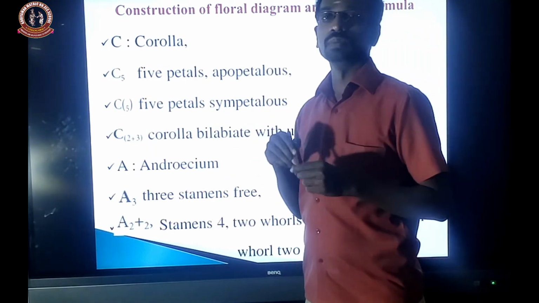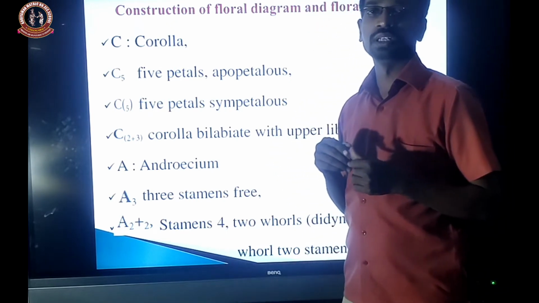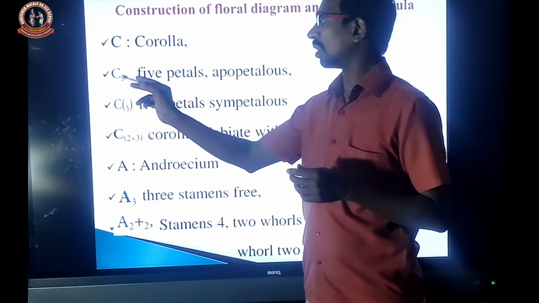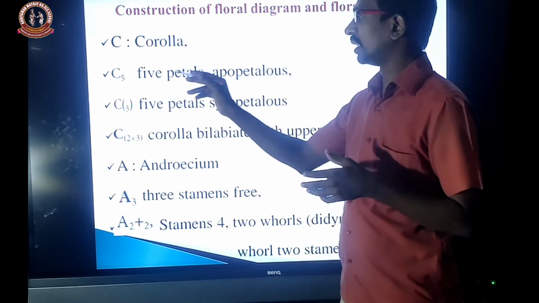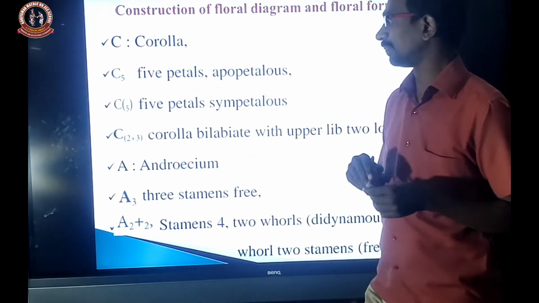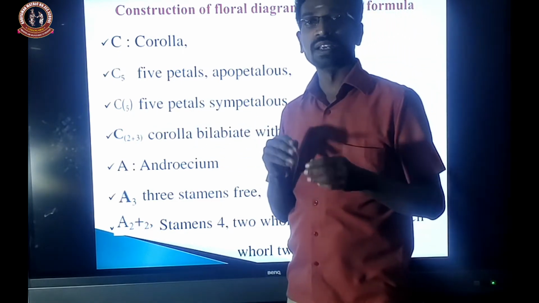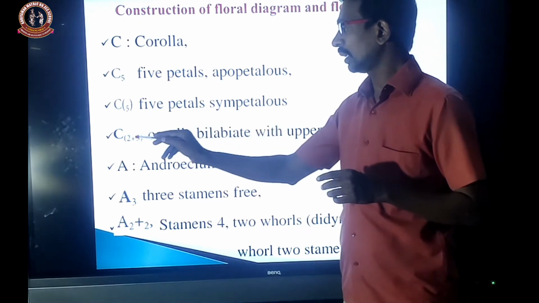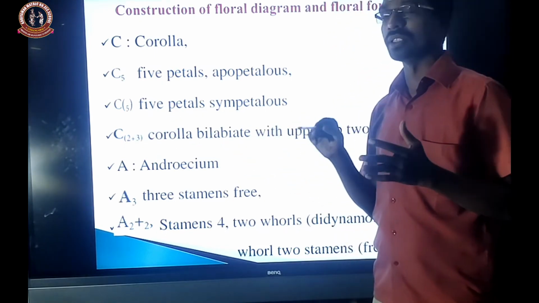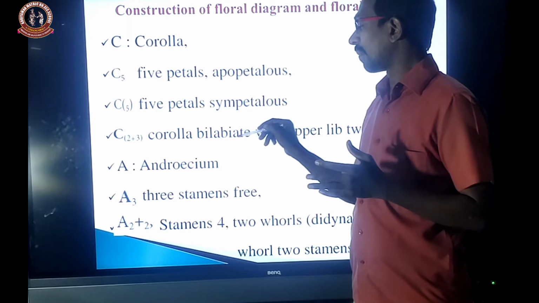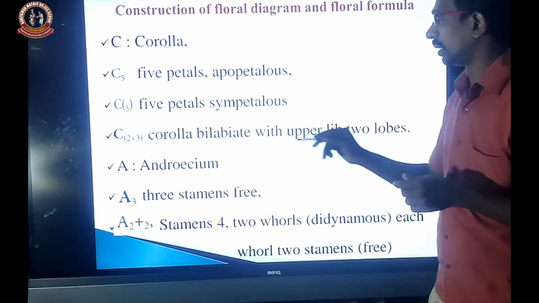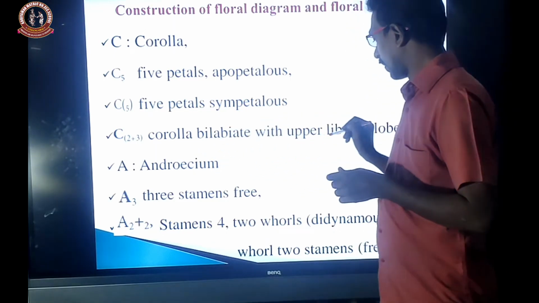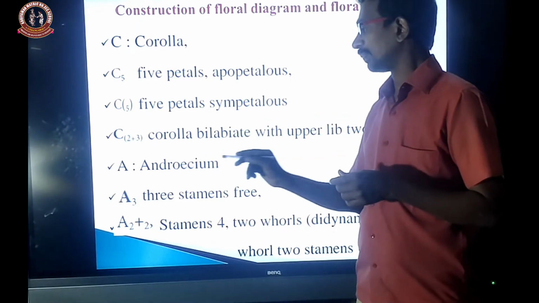And C is the term used to represent the corolla. In the floral formula, we use C for the corolla. C5 without brackets means five petals, apopetalous. C5 within brackets means five petals, synpetalous. And C within brackets, 2 plus 3, means the corolla is bilabiate, with the upper 2 lobes and the lower 3 lobes.